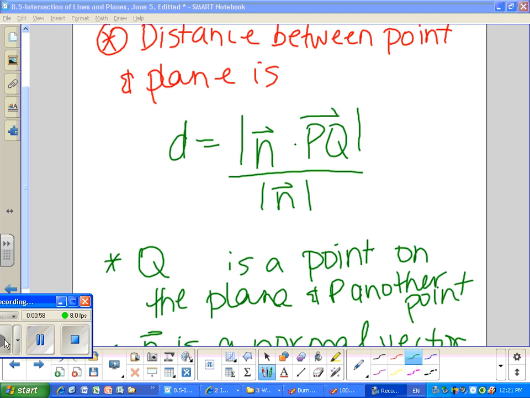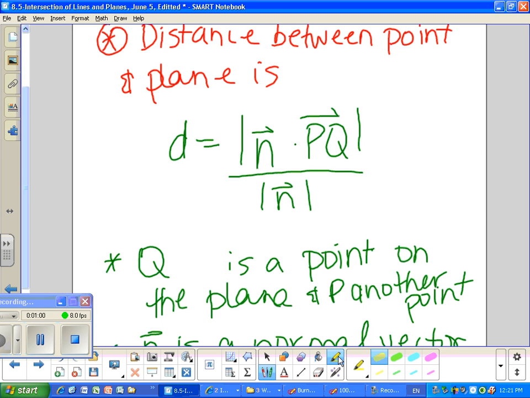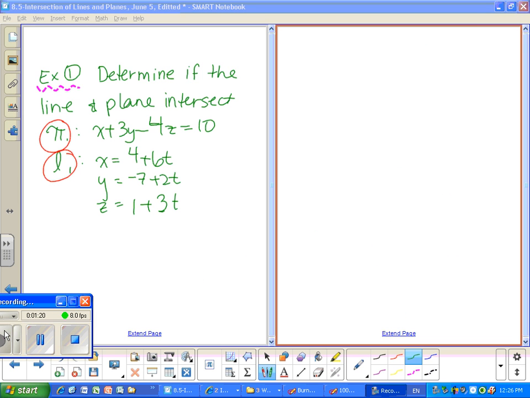Plane. So that's here, any point. P, that's just another point off of the plane. Q is any point on the plane. And then normal, you might be given an equation, or you'd have to solve for. So you take the magnitude of their dot product, and then you take the magnitude of that normal, and then divide them. Okay, so we are going to try to determine the point of intersection.